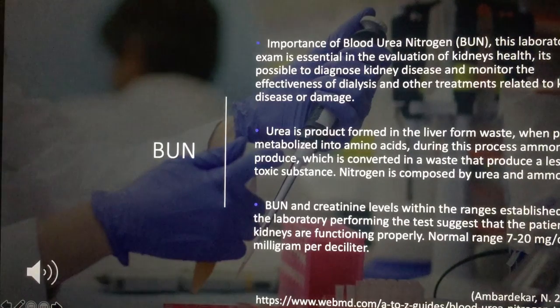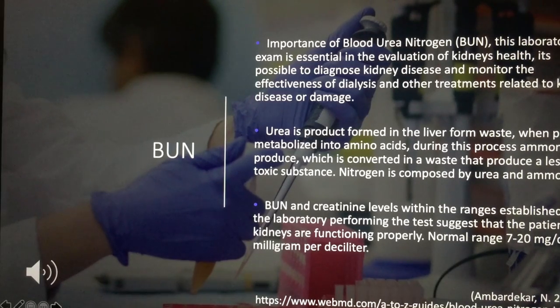Blood urea nitrogen evaluates the health of your kidneys. What is being tested is the urea, a waste product made in the liver when protein is metabolized into amino acids and produces ammonia. This process converts it into a less toxic waste product, urea. This test measures the blood urea nitrogen levels in the blood. The nitrogen is a component of both ammonia and urea.